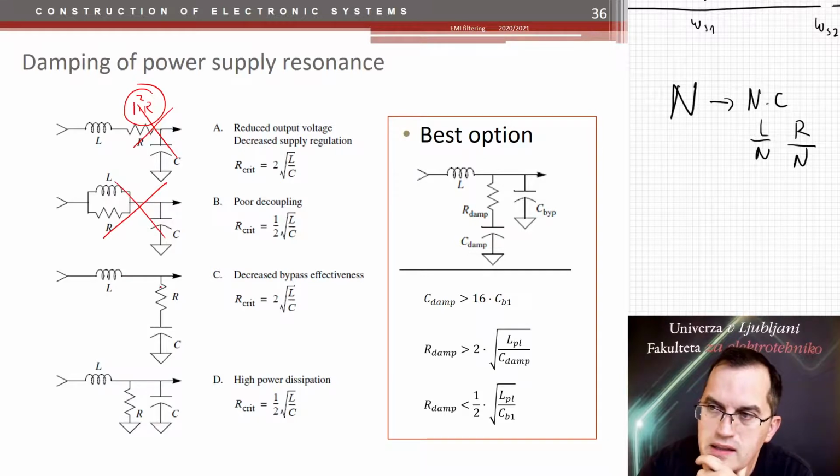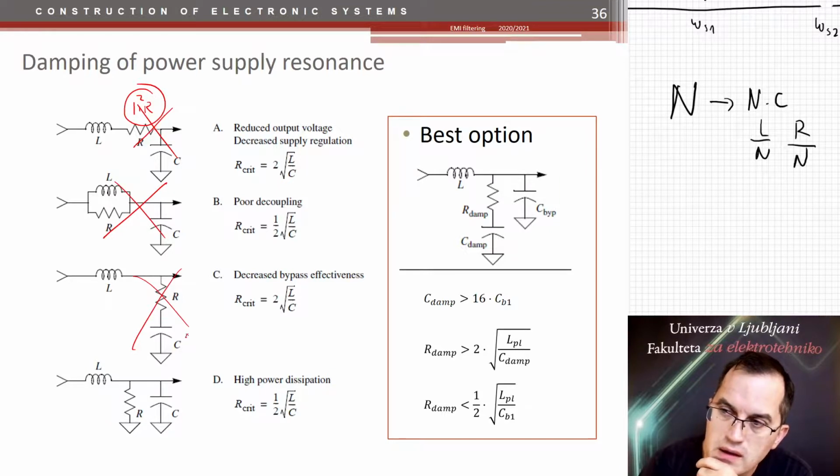Here, adding a resistor in series with the capacitor, again not useful, because then you increase this impedance here, which should be very low. So again, and this one, again, high power dissipation.